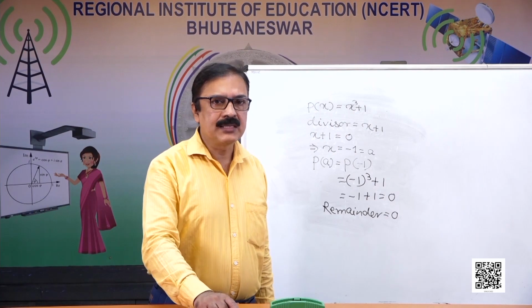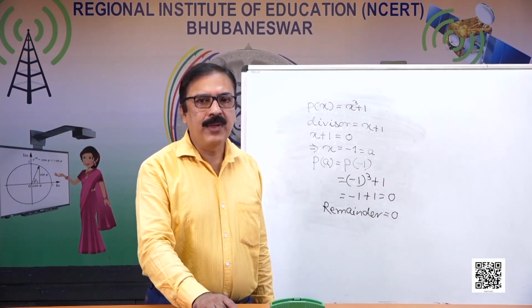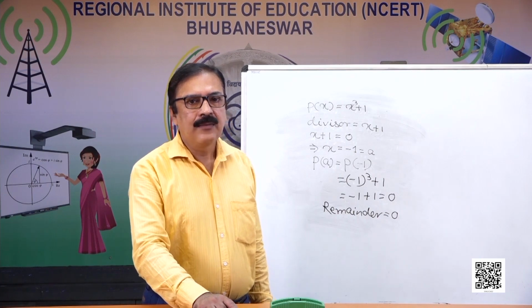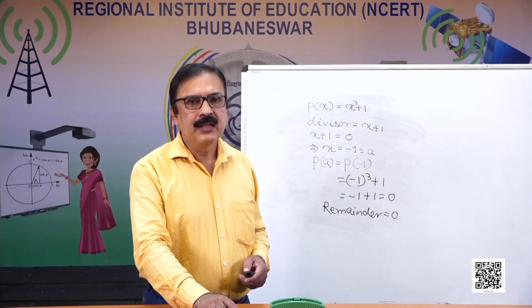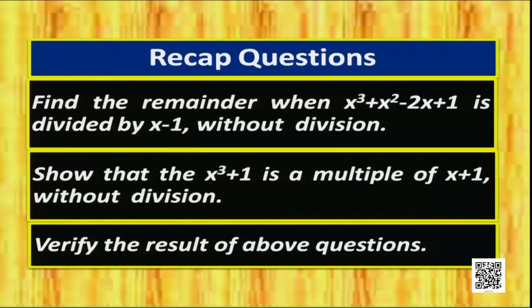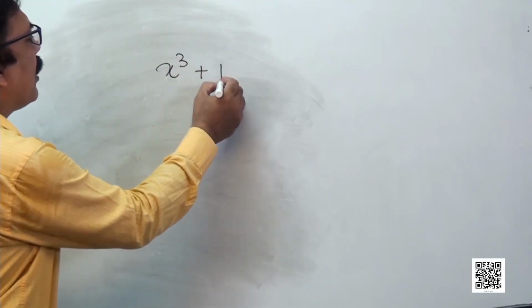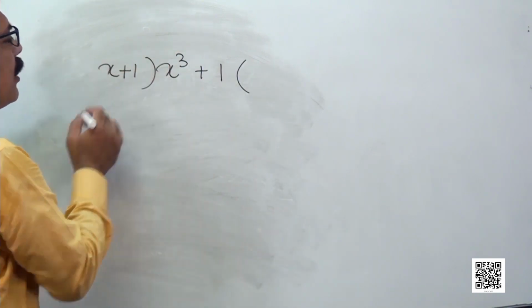Now in these cases, as we saw, without division, we can find the remainder. Let's verify the second one. Dividend is x cube plus 1 and divisor is x plus 1.